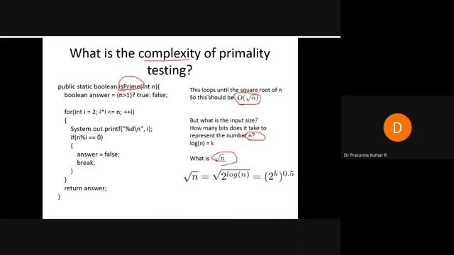The square root of n is nothing but we can represent that in terms of 2 to the power of log n, which is n to the power of 0.5. So this is how we test for this particular problem.